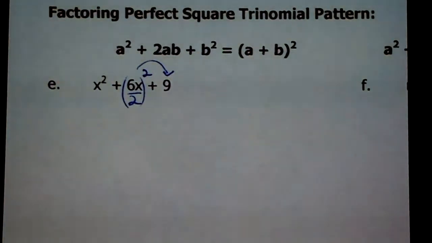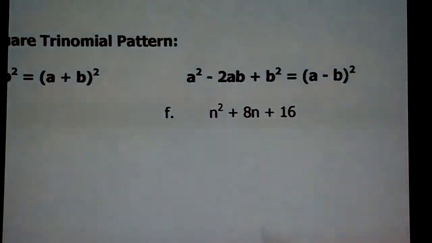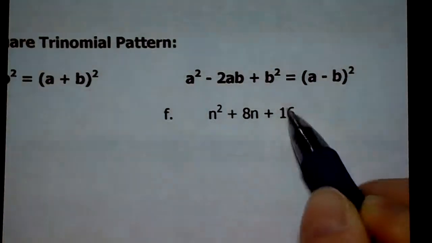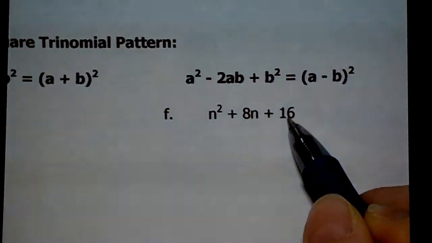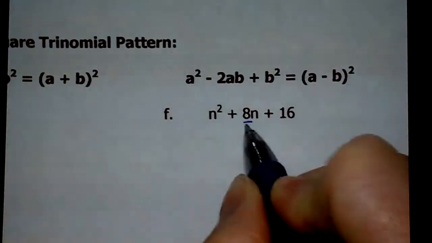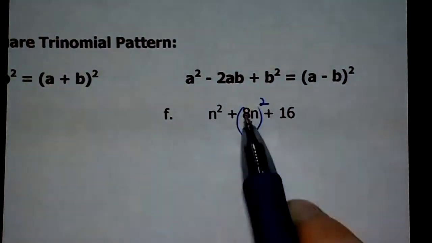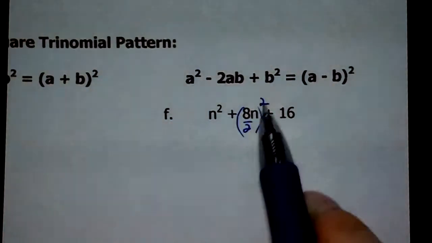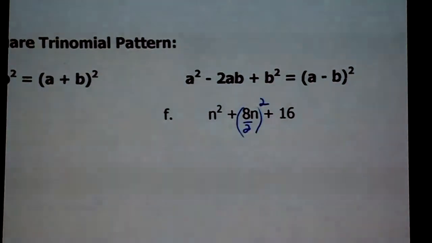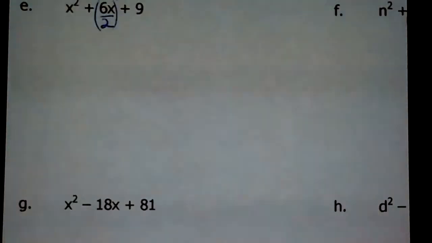So I'll show you one more example of this. I know that n is a perfect square, and 16 is a perfect square. To make sure I can use the pattern I'm going to show you, I'm going to take 8 divided by 2 and square it and make sure I get 16. 8 divided by 2 is 4. 4 squared is 16, so I know I can use it. And what is the pattern, you say?